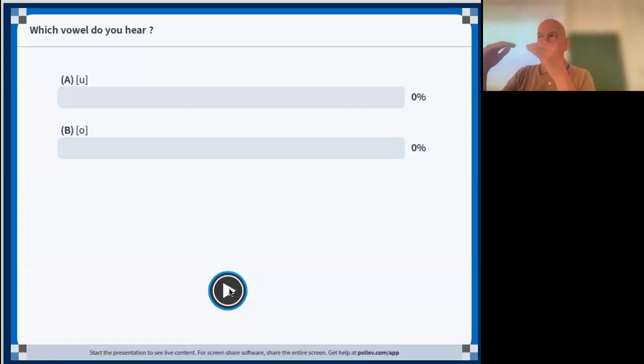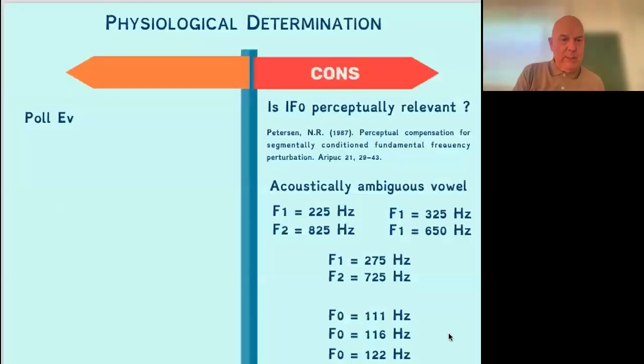had an ambiguous pitch. So we manipulated pitch too. The first one had a pitch level of 116 hertz. The last one had the highest pitch, 122, and the second one, 110. So it was the lowest one, in fact. And were the three the same types of vowels? Yes, it was exactly the same acoustics. First, second, or third? Suppose it was mostly the first one, 225, 825. Yeah.